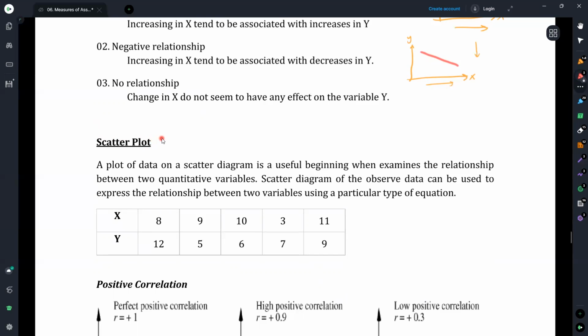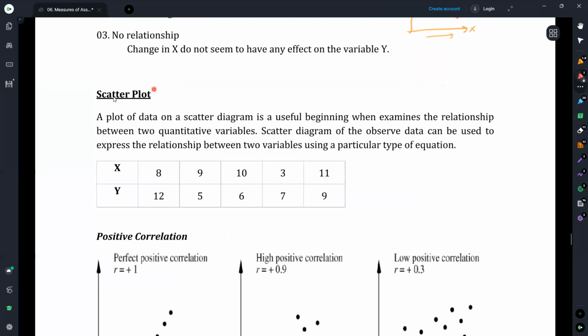Just by seeing this scatter plot, sometimes we may be able to say that there is a somewhat strong or somewhat weak relationship. But if we are commenting in that way, we have to have confirmation on the values as well. If I discuss the scatter plot, a plot of data on a scatter diagram is useful when examining the relationship between two quantitative variables.